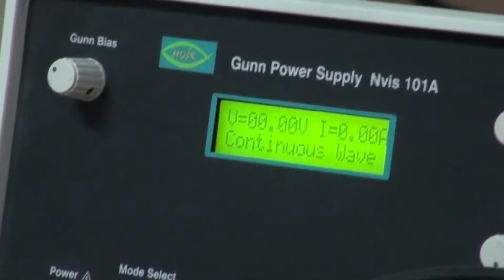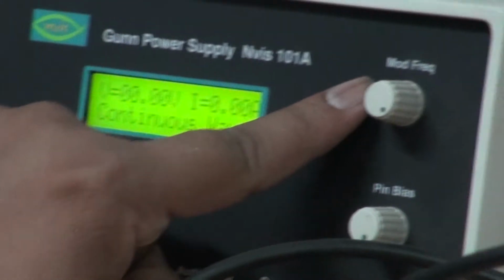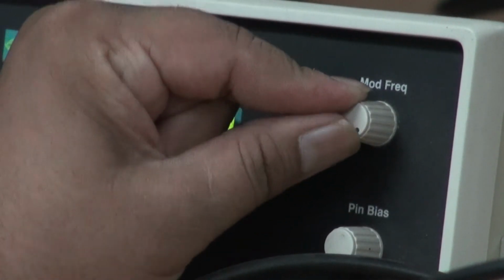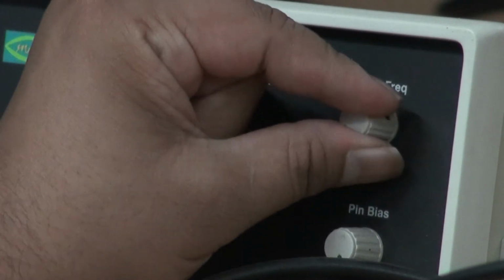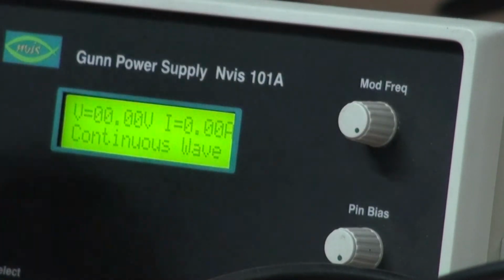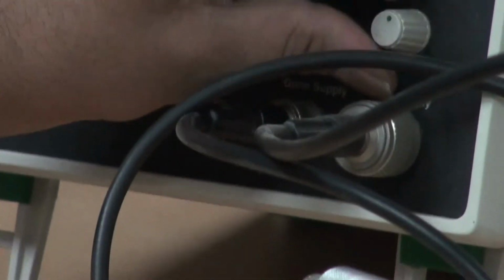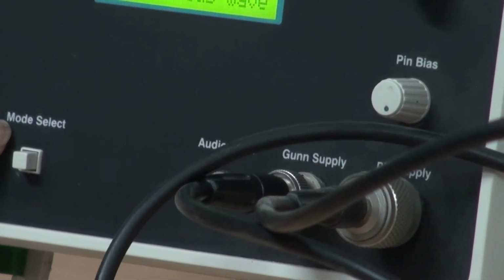Right now it is in on position, and here is the modulation frequency. You can vary the modulation frequency. Right now it is in maximum position, and this one is a minimum position, and this one is a maximum position of modulation frequency. And the pin bias is also available. This is a minimum position, this one is a maximum position, and this is the mode select.